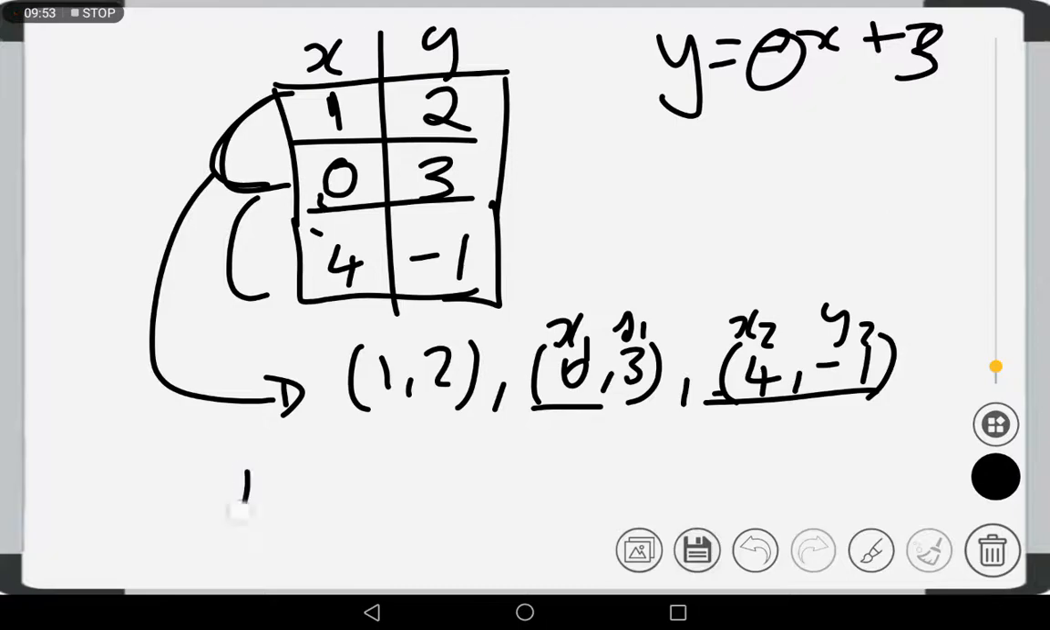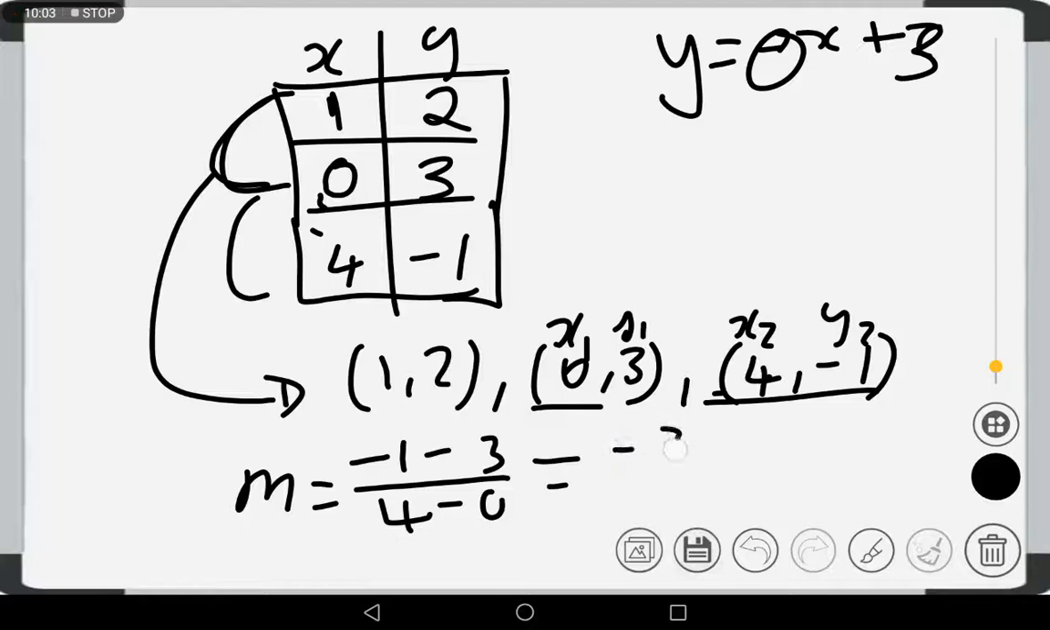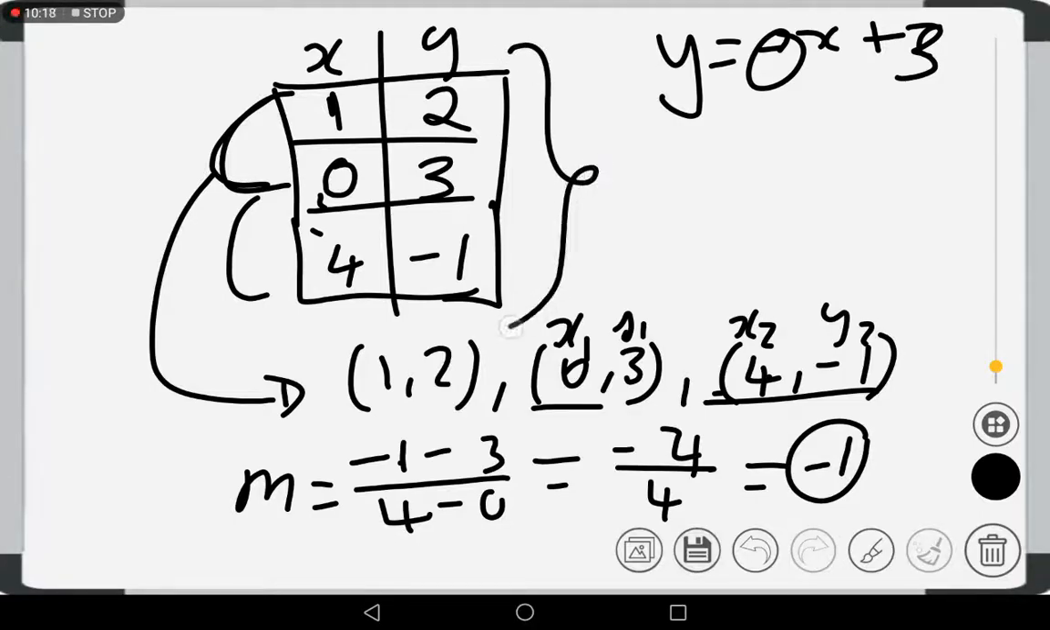My m is equal to y2 minus y1, which is minus 1 minus 3, divided by 4 minus 0. Minus 1 minus 3 is minus 4, over 4 minus 0, which is 4. Minus 4 divided by 4 gives us minus 1, which is exactly the same as before. So if you get a table, you can still do the same thing that I have been doing, and you will get the equation.